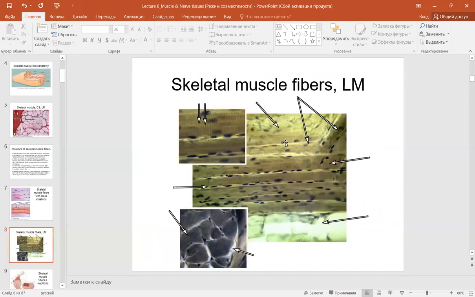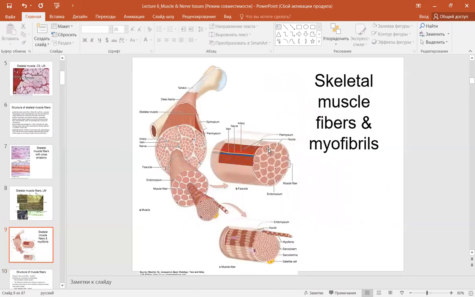Here you have again a light microscopic view of the skeletal muscle fibers located in longitudinal arrangement and cross-sectioned, with striations, dark and white lines called striations, with perimysium, endomysium, perimysium, and epimysium, a fragment of loose connective tissue surrounding the whole muscular tissue. Skeletal muscle fibers and myofibrils, relationship between the fibers and myofibrils.